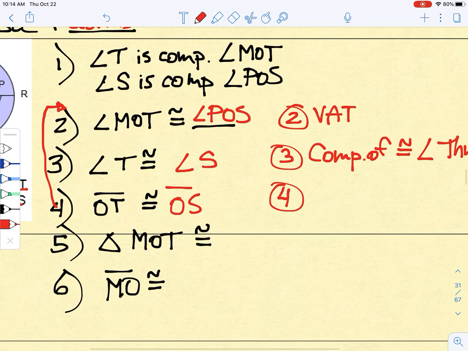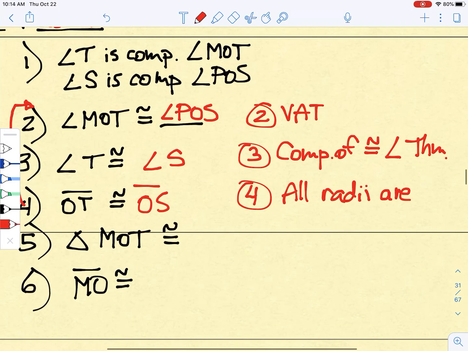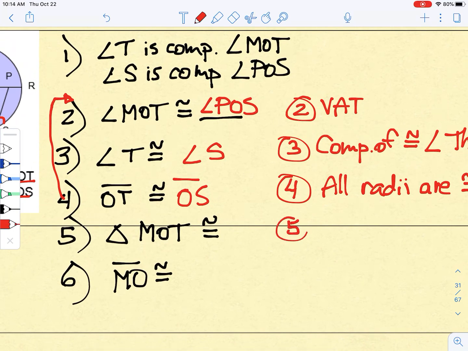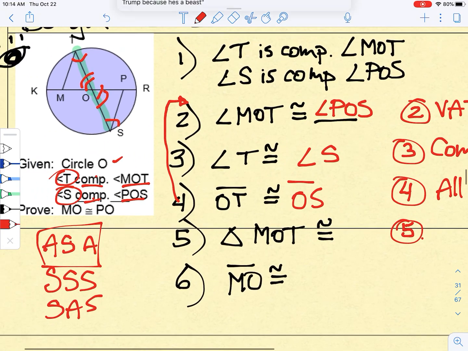And we don't name that theorem ever. We typically just write down all radii are congruent. And what that means is that not all radii are congruent, but all radii in a particular circle or all radii in congruent circles are congruent. All right, 5.